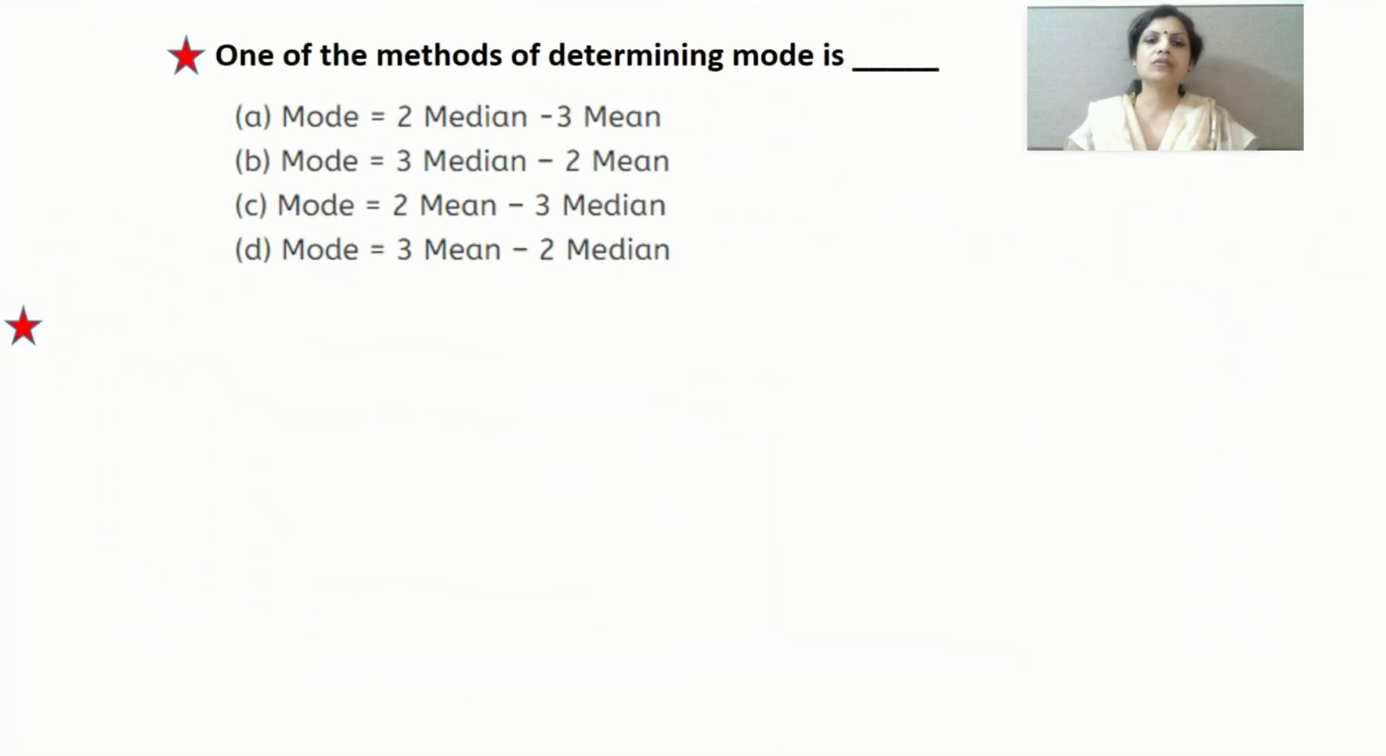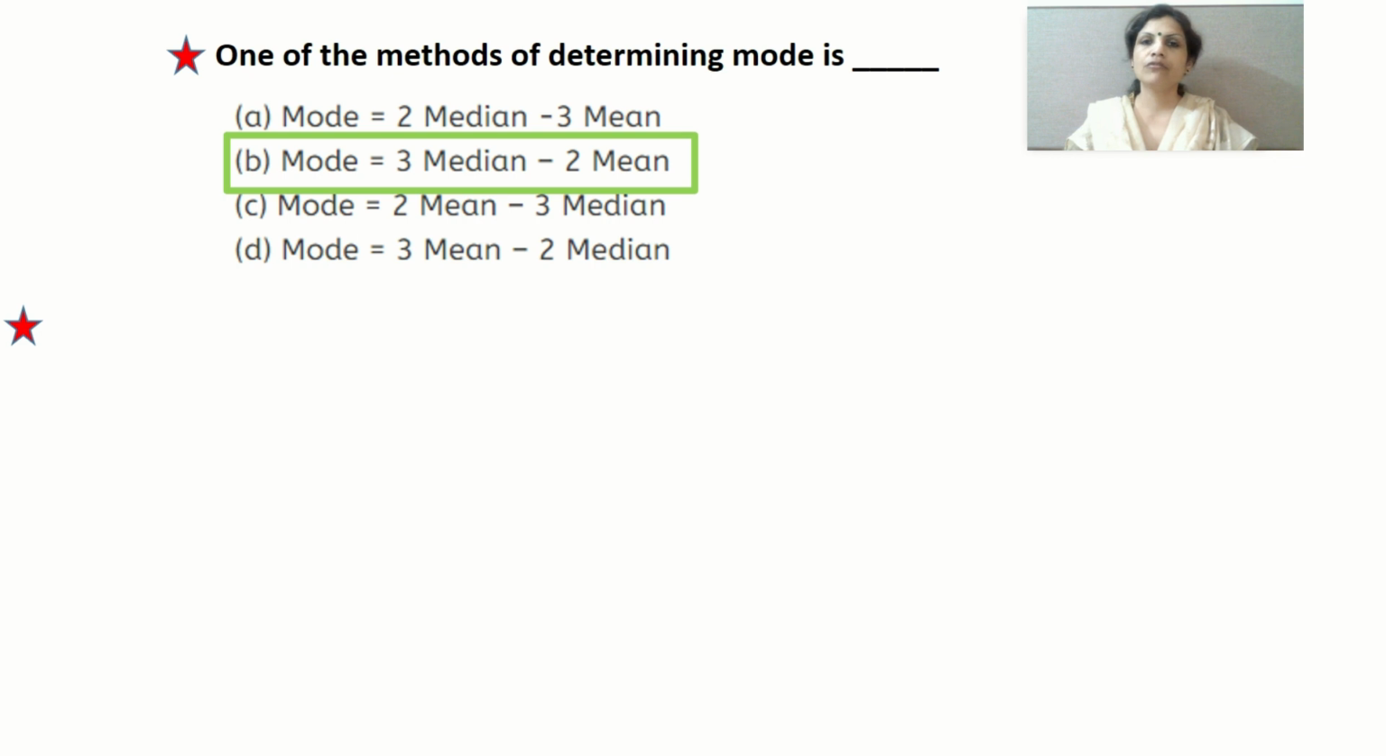One of the methods of determining the mode is, now we have one formula to find out mode, the relation between mean, median and mode, and that relation is mode is equal to 3 median minus 2 mean. So this is the method by which we can find out mode if median and mean are given to us. So this formula is important, you have to learn it. Mode is equal to 3 median minus 2 mean.